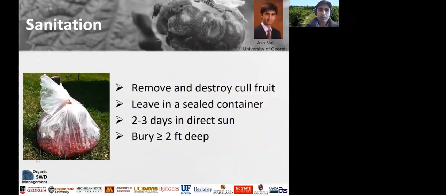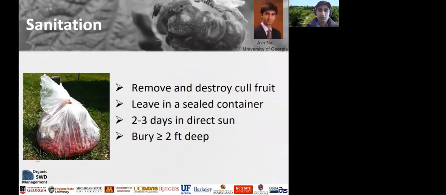Another most important factor, which is present in almost every field, is the cull fruit or leftover fruit in the field, which obviously is really overripe and very attractive to flies and serves as a breeding ground for those flies.